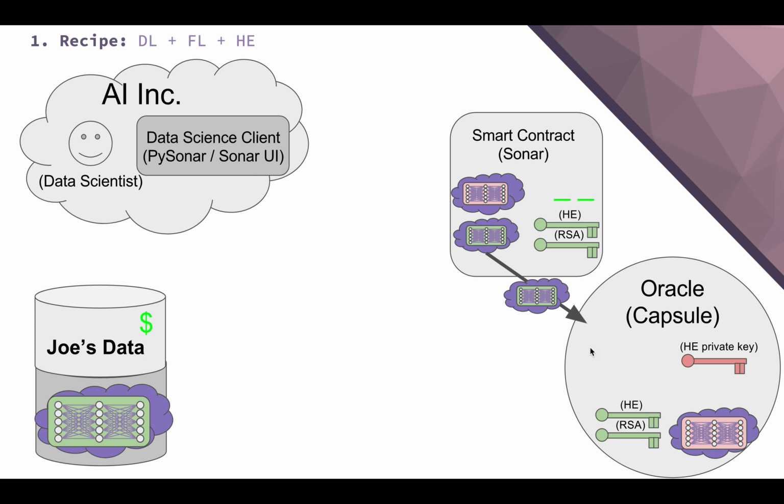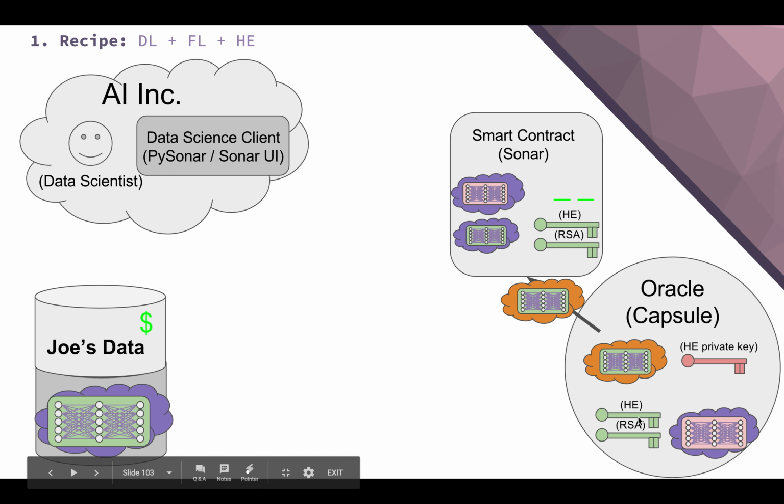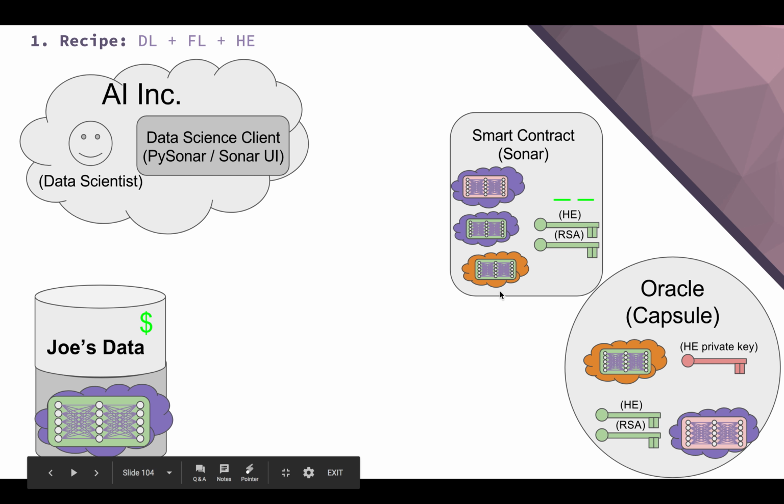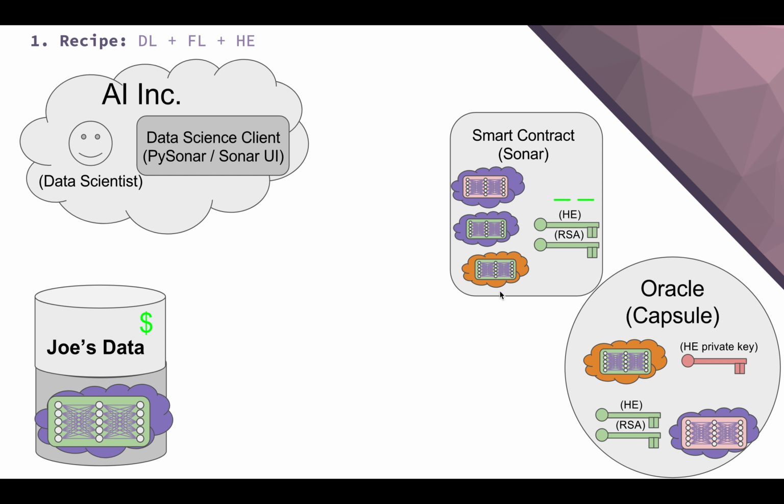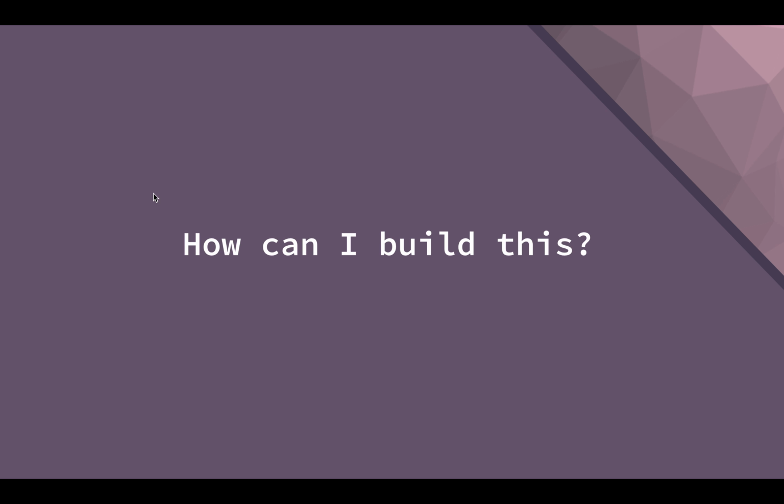So now this will be pushed over to the Oracle capsule service. The Oracle will be able to decrypt this because it is holding the homomorphic private key. Now the model will be encrypted with the data scientist RSA public key. This model will now be written back up to the smart contract and pushed over to the data scientist. So now the data scientist, having generated the RSA public and private key, is able to decrypt this.